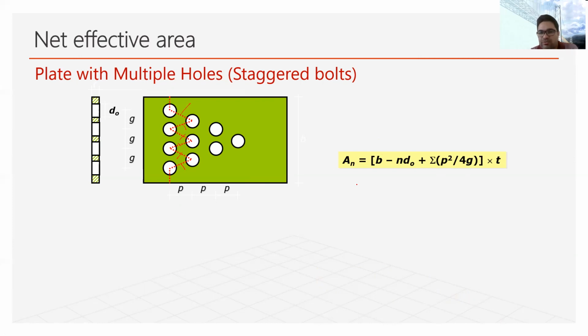So how do we find out the net area? In that case, B minus. Now, how many holes are there? 1, 2, 3, 4, 5, 6, 7. 7 holes are there. So we will write 7 times D naught plus. How many inclined planes are there? 1, 2, 3, 4, 5, 6. So 6 inclined planes are there. 6 multiplied by P square divided by 4G, and the whole multiplied by the T. This is how we will find out the net effective area in this case.